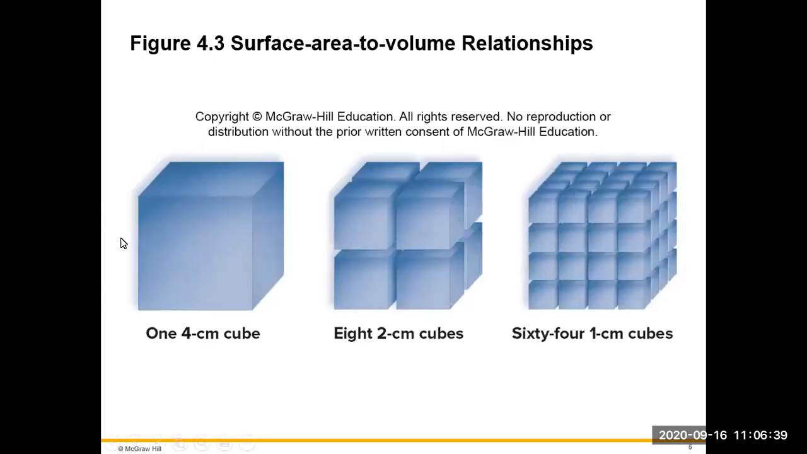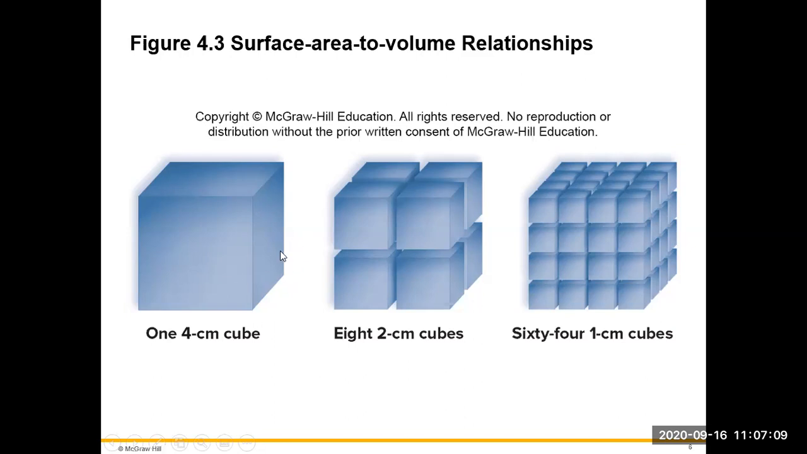As you can see here, this is a 1 by 4 centimeter cube, and the whole surface area is the area of these 6 sides: the one on top, at the bottom, the front, the back, and the left and right. If you calculate the area, that's the whole surface area. The volume is just the length, the width, and the height multiplied.